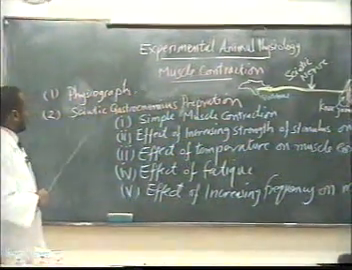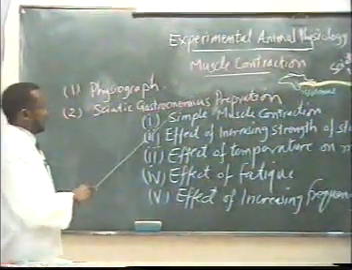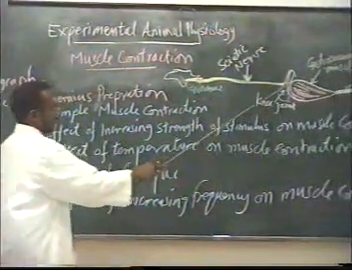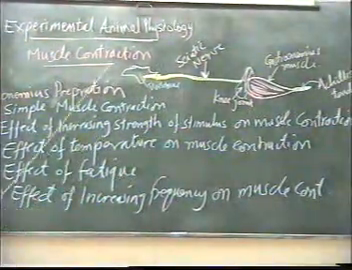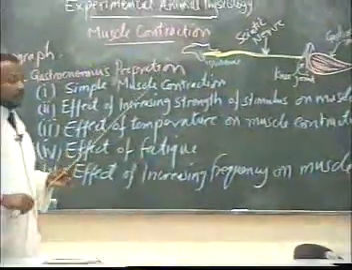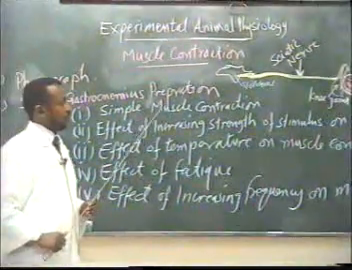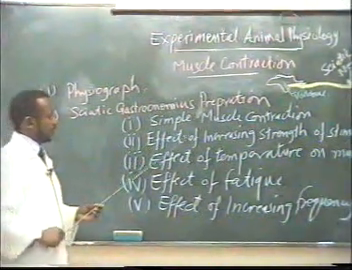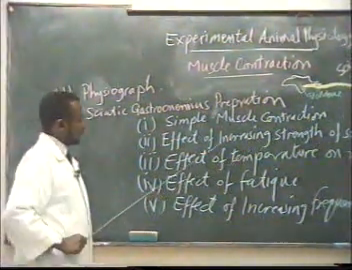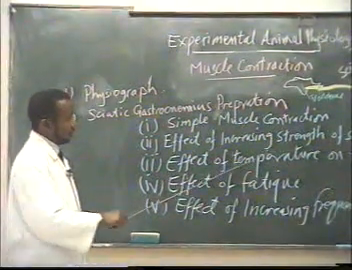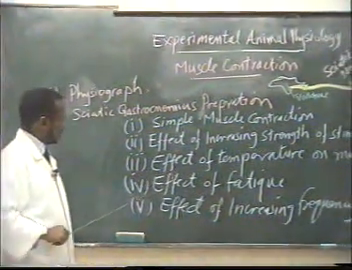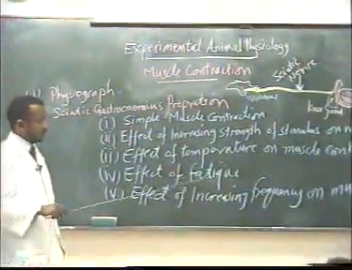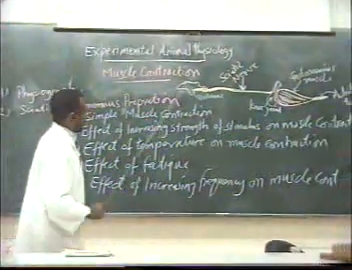In the experiments you are going to demonstrate, you will use the sciatic nerve-gastrocnemius preparation from the frog. We will try to dissect this muscle properly and demonstrate the simple muscle contraction, the effect of increasing the strength of the stimulus on the muscle contraction, the effect of temperature on muscle contraction, and also the effect of fatigue and of increasing the frequency of muscle contraction.